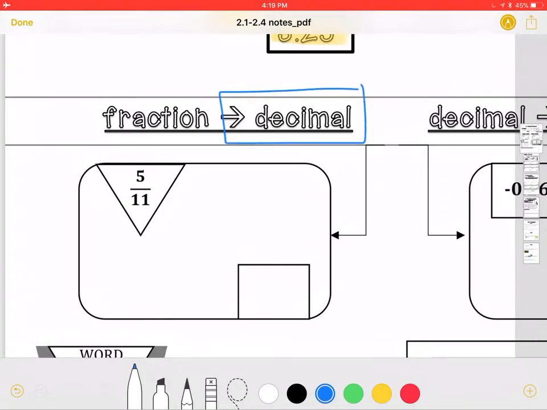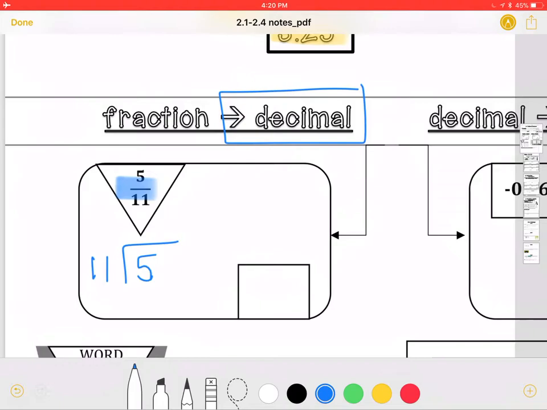Now think about what operation a fraction is. What is this bar really telling us to do? Hopefully you're thinking division and you're correct. Really, this is 5 being divided by 11. So to convert a fraction to a decimal, we have to do long division. So I'm going to write that out. The 5, the top, goes in the house. It's 5 being divided by 11.